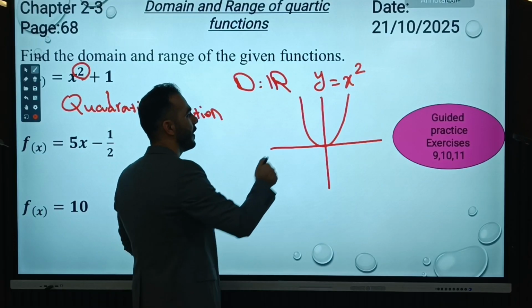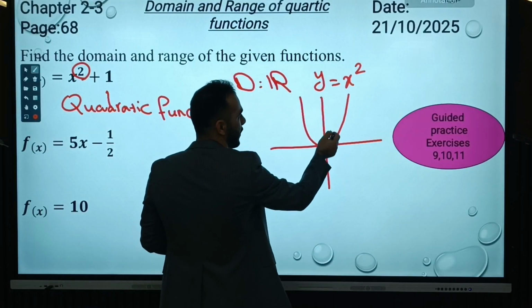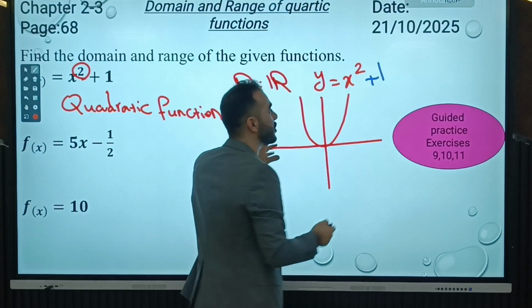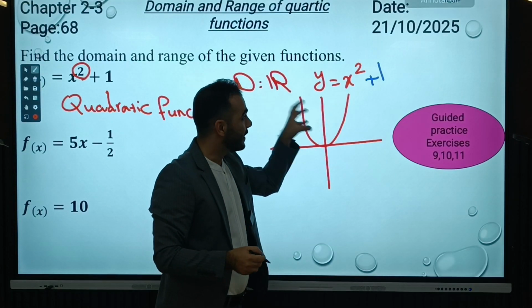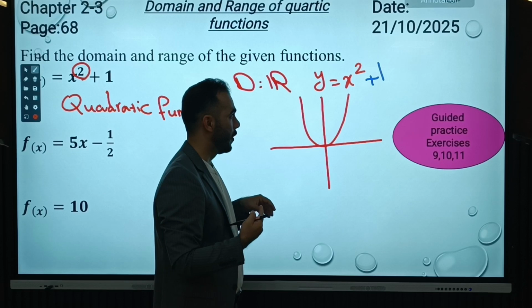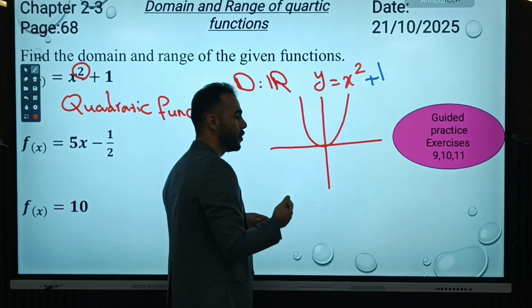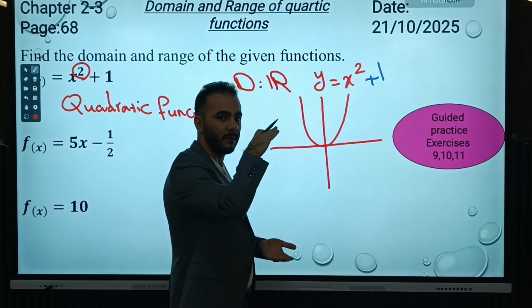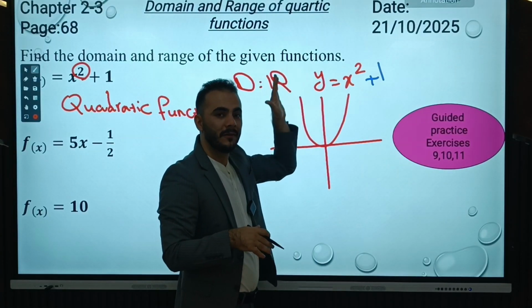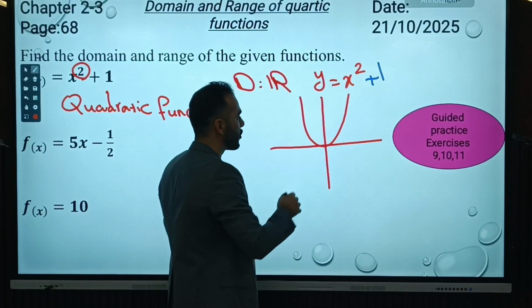It says +1. There is no bracket. The changing number is outside of the x squared. In that case, we need to move vertically. If it is positive, go up. If it is negative, go down. So here, it's +1. Imagine +1 is here, so the graph would be something like this.